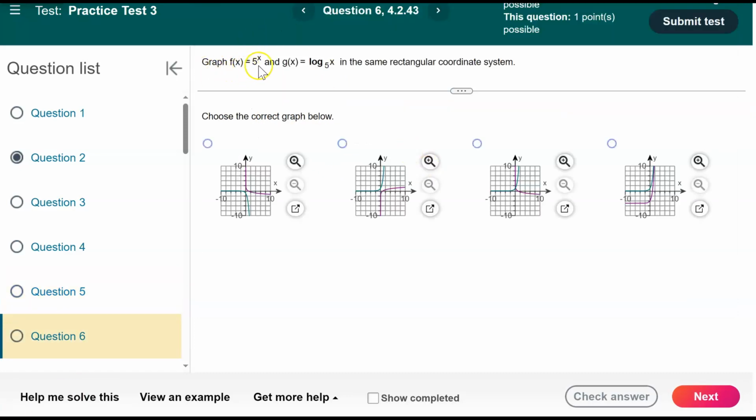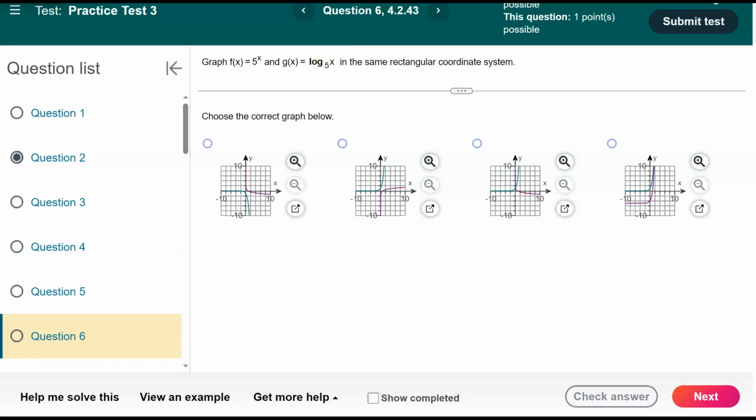Next, graph f of x equal to 5 to the x and g of x equal to log of x base 5 in the same rectangular coordinate system. For this problem here, you are actually being tested on whether you know the relationship between these two. I hope at this point you know that these two are inverses of each other. So the inverse of f of x equal to 5 to the x is log of x base 5.